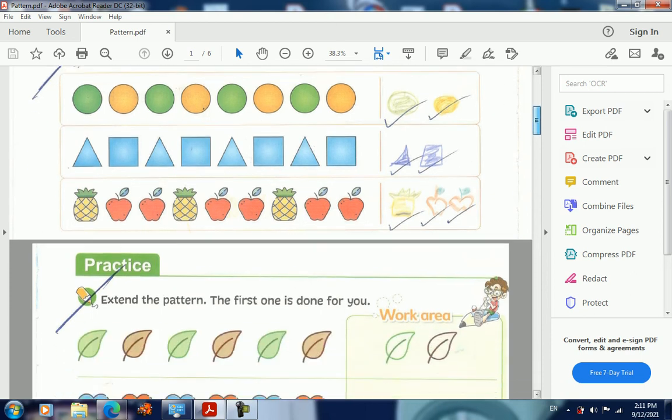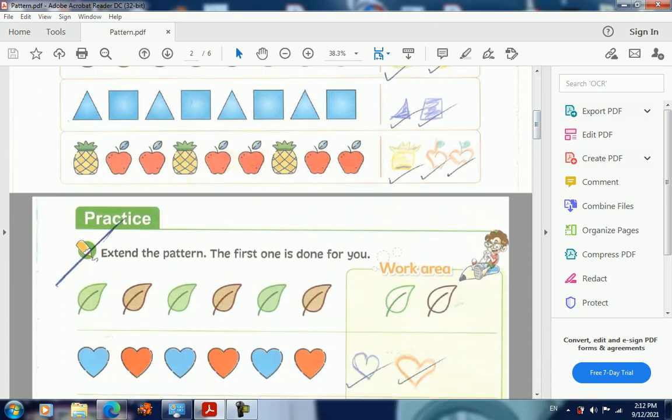Then if we go to the second row, we will find they're all blue. But what are they? Oh, a triangle, then a square. So let's start from the beginning. Triangle, then a square, triangle, square, triangle, square. So basically we will draw another triangle and another square, then we color both of them blue.